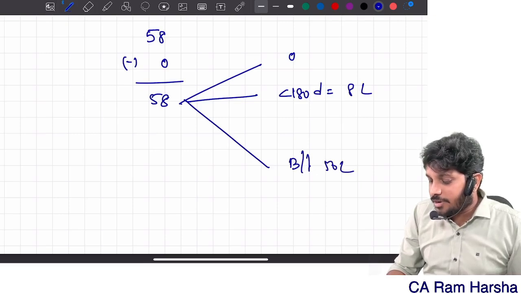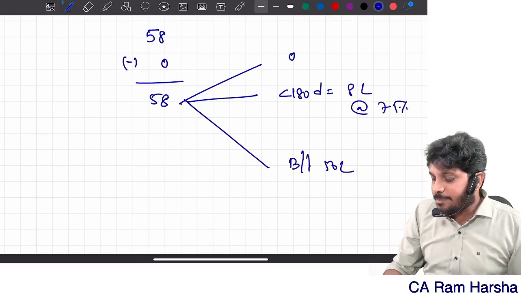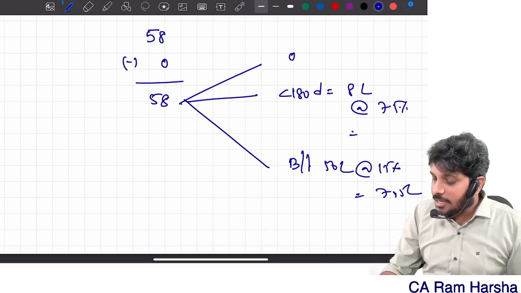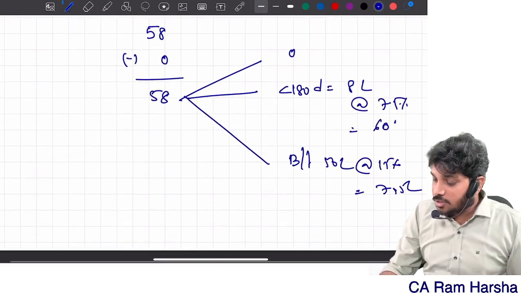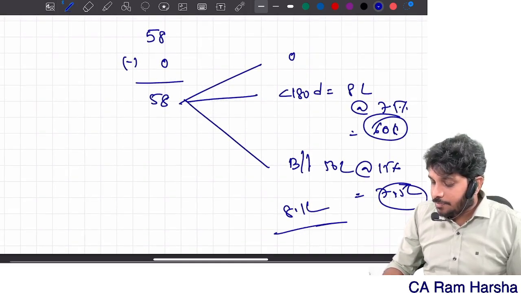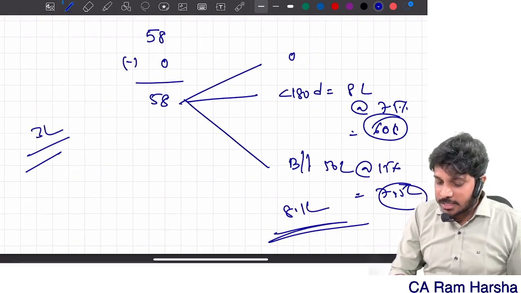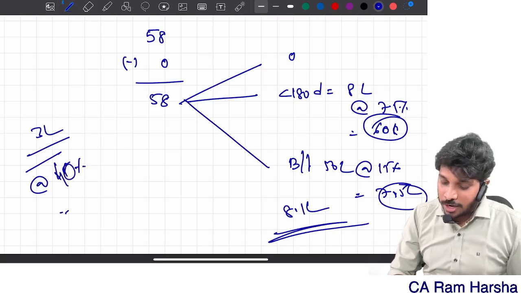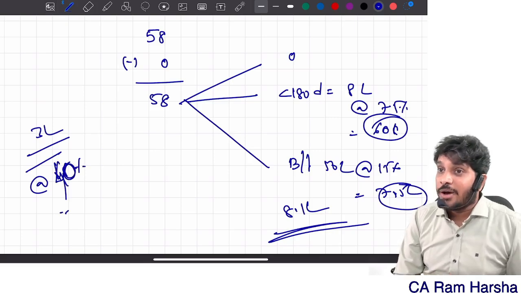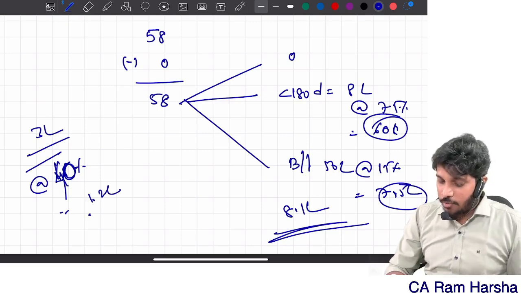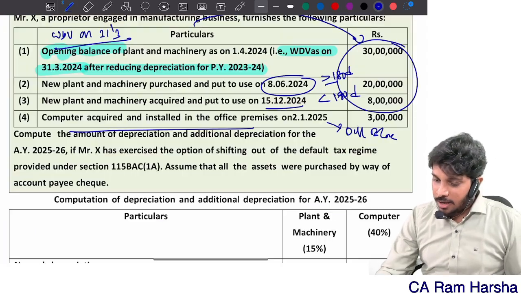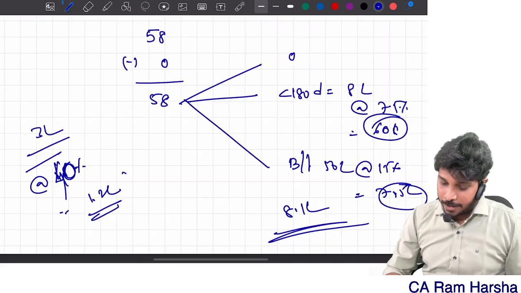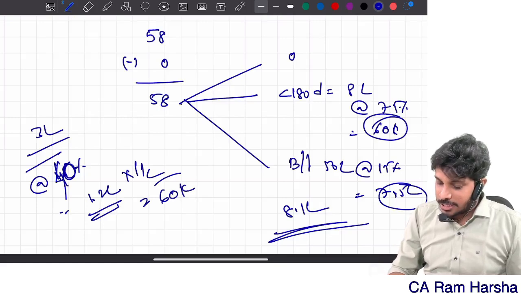Balancing figure 50 lakh multiplied by 15%, 7.5 lakh, and here it is 60,000. So total it is, then computers 3 lakhs multiplied by 40%. Computers are eligible for what rate? 40%. 3 lakh into 40%, 1.2 lakh. Just a minute. Computers, 2nd January, less than 180 days, which means half only. Into half is equal to 60,000.